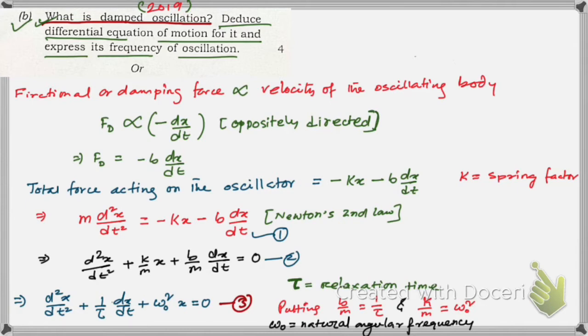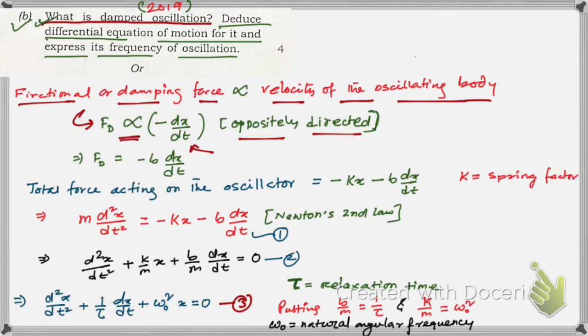the differential equation. Here you see the frictional or damping force is directly proportional to the velocity of the oscillating object, okay? And Fd I have written to represent damping force or frictional force, and that is proportional to negative dx by dt. dx by dt represents velocity, right? And these are oppositely directed, that's why the negative sign comes here. And to make it equal, we need a constant here, minus b dx by dt. Here b is the constant.